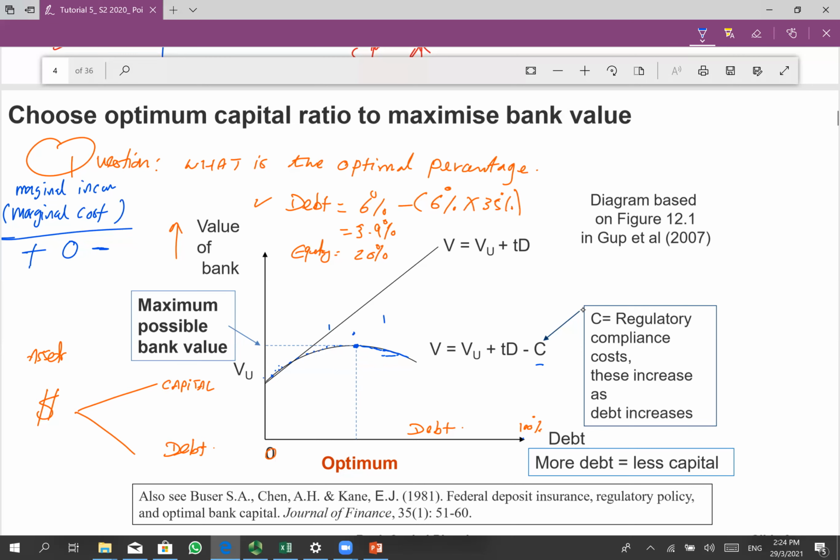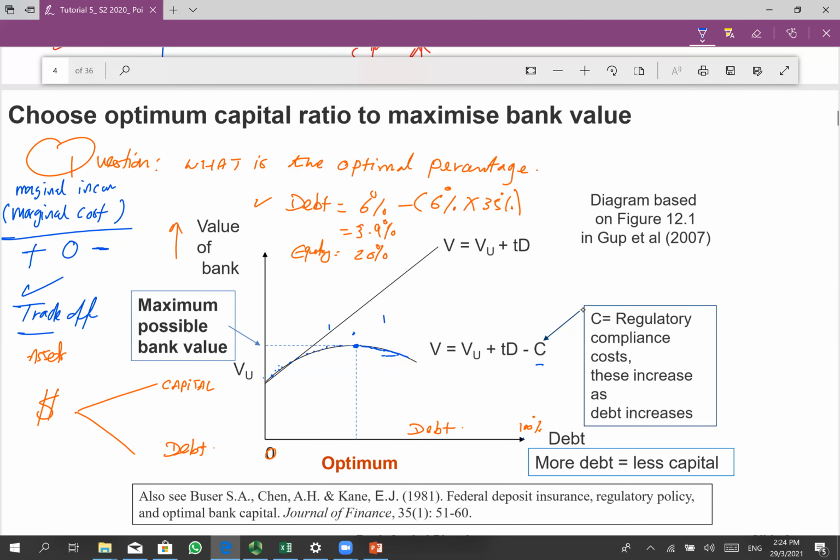This is how we find our target capital. We have to collect data, do simulations, and test this issue, which is the trade-off between marginal income and marginal cost.